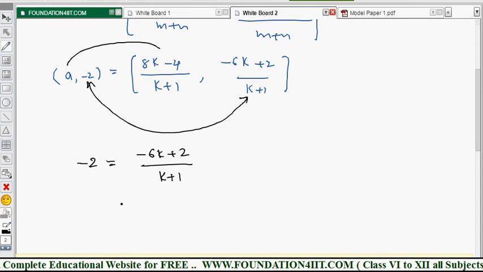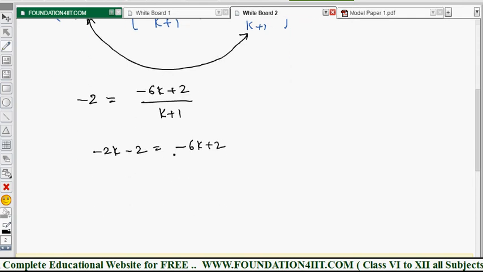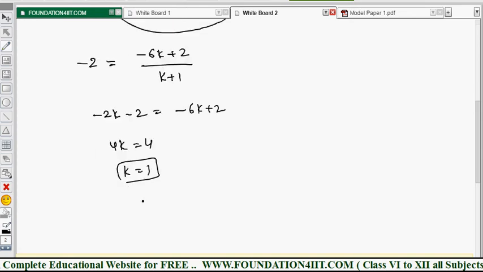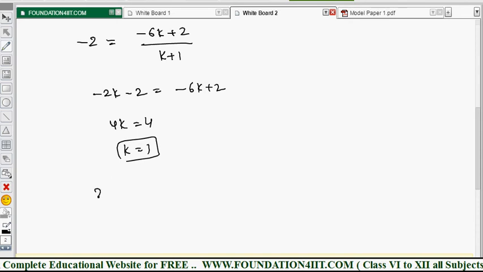Then that is minus 2k minus 2 is equal to minus 6k plus 2. To solve this, take the values to one side: minus 6k goes to this side, minus 2 plus 6 gives 4k, and that is equal to 4. So k is equal to 1. If we know the k value is 1, then next we find the other coordinate of P.